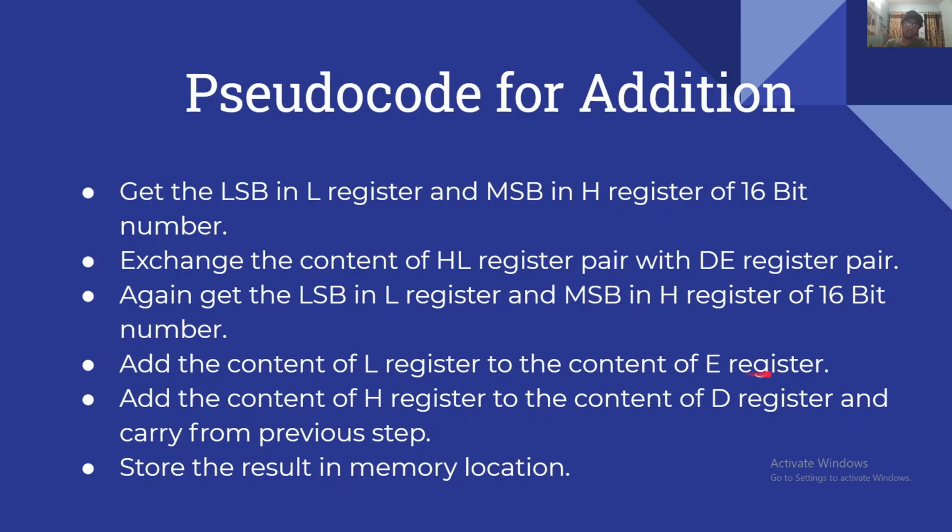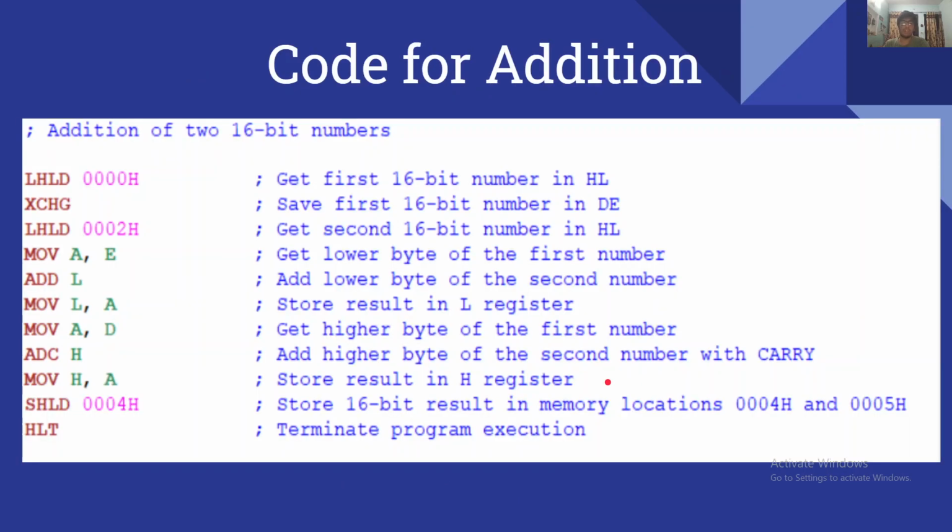Now we will add the contents of the L register to the contents of the E register, the least significant byte addition, and also the content of the H register to the content of the D register, and also the carry from the previous step if any, and then we will store the result in the memory location. So let us see the code.